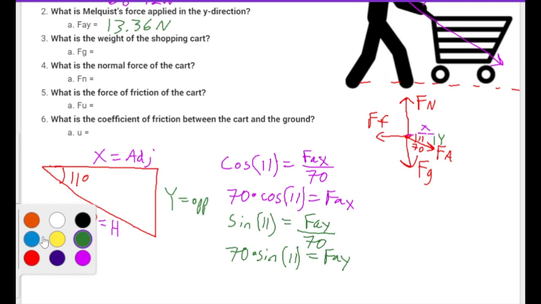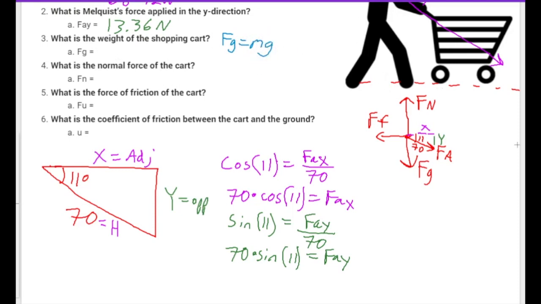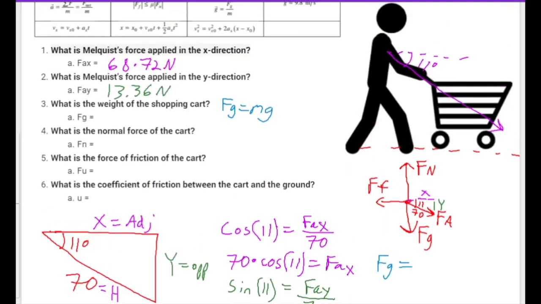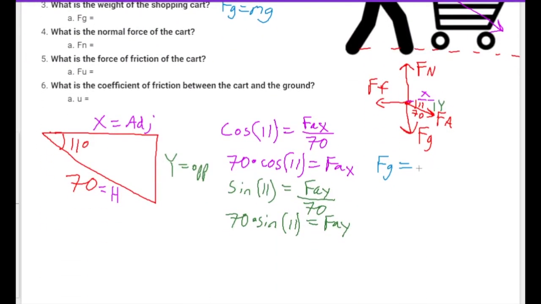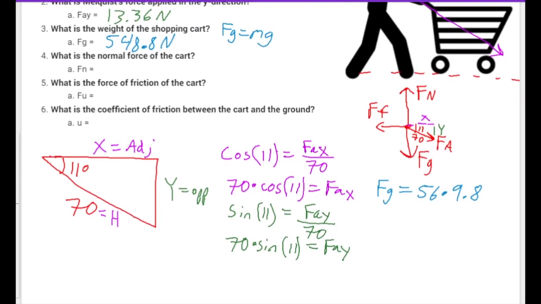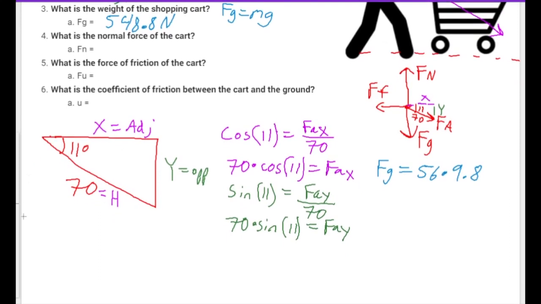Next, I have to figure out what the weight of the cart is, and we know that weight is just force gravity, and force gravity is just equal to mass times gravity. It tells us in the problem that the mass of the cart is 56 kilograms, and we're assuming that he's on Earth, where gravity is 9.8. So again, just some simple algebra. Once I do that, I find out that the force gravity is 548.8 newtons.